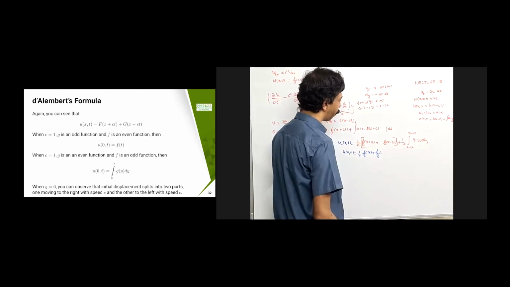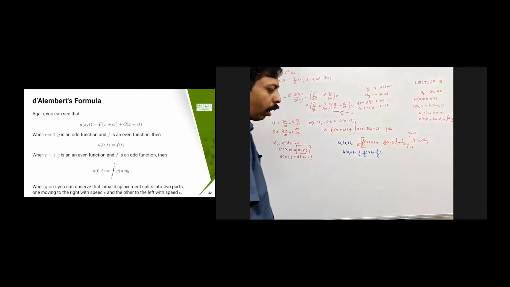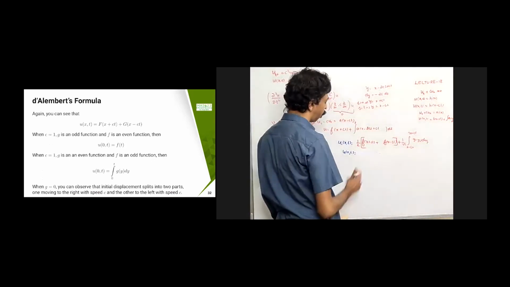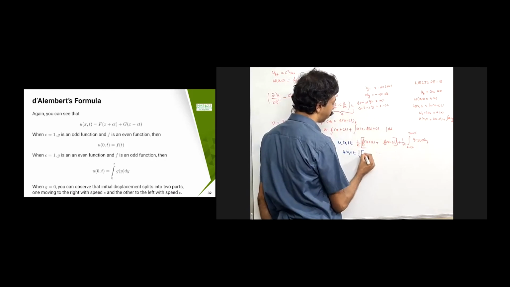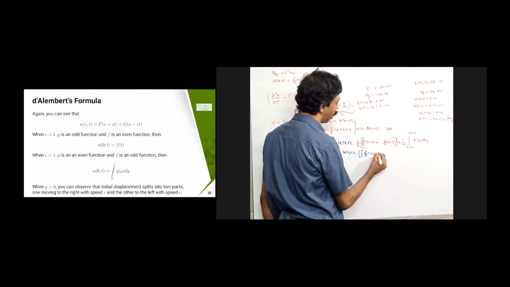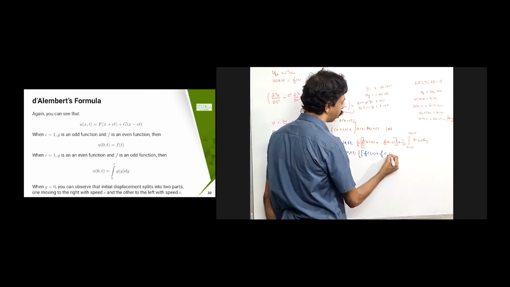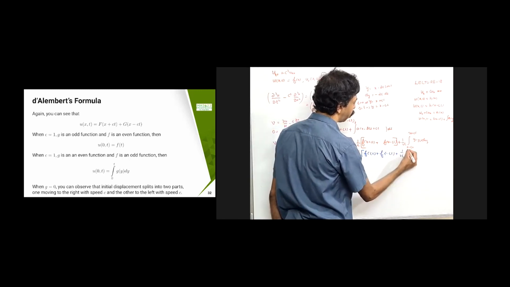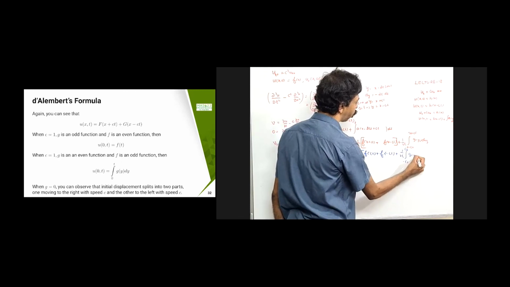So you are going to get it this way: half into f of ct plus f of minus ct, and then plus 1 by 2c times the integral from minus ct to plus ct of g of y dy.